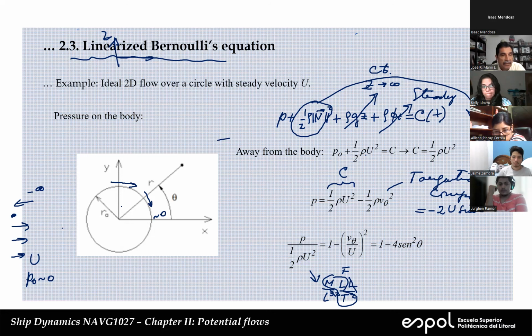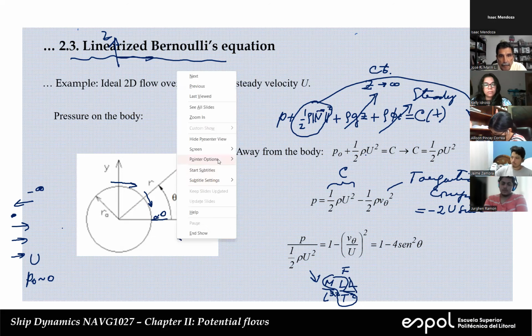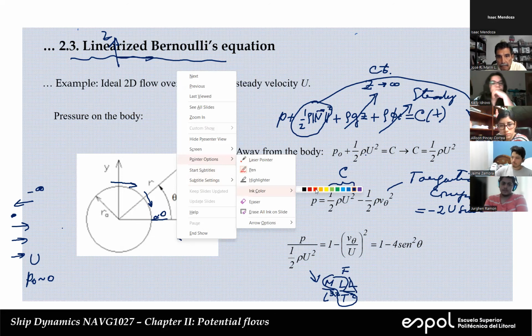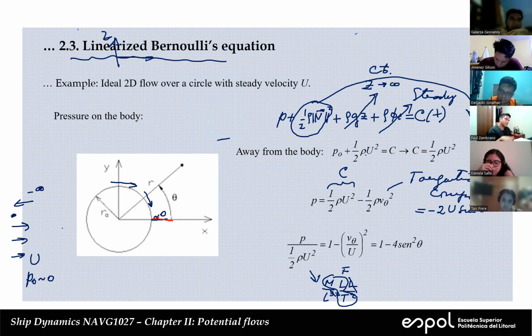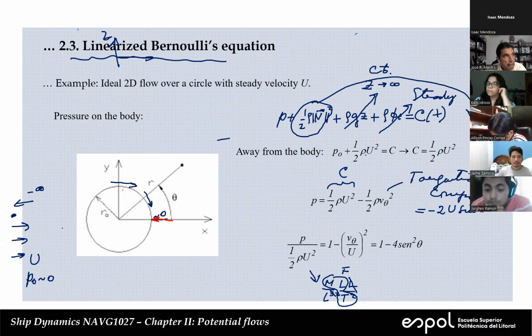Okay, so let's see what happens on the body. Around this area, sine is 0. So basically the pressure coefficient is about 1. So we have one value here, so it's positive. Then let me change color. Now, around here, theta is 90, sine is 1, so we get 1 minus 4, that's minus 3. Okay, so we got some suction.